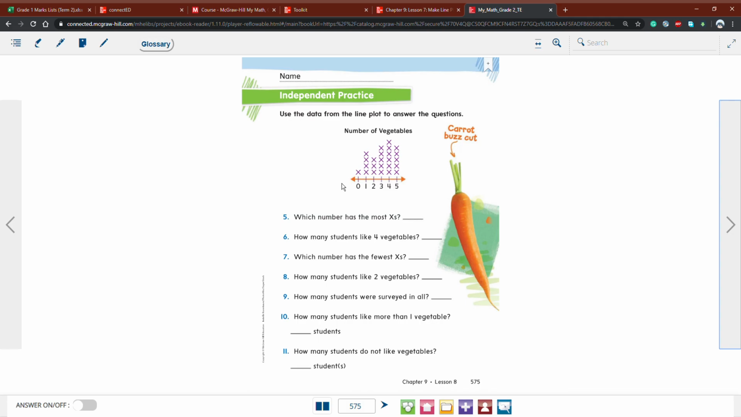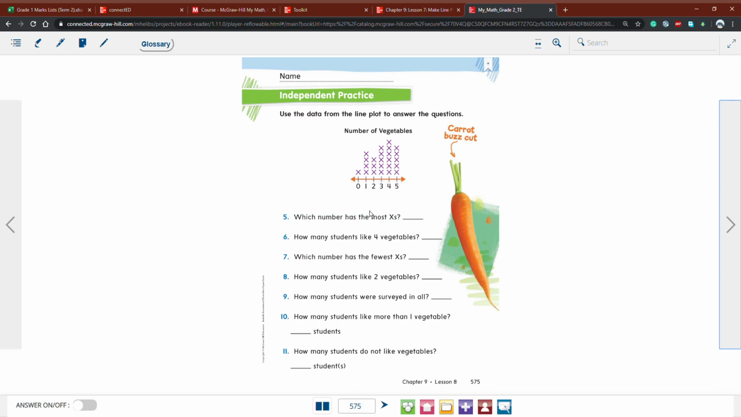Here also we have the line plot. Maybe I will only explain the line plots for you and you will do the questions. Use the data from the line plot to answer the question. Number of vegetables. Okay. Here we have how many students like 4 vegetables. Yeah, here we have types of vegetables.